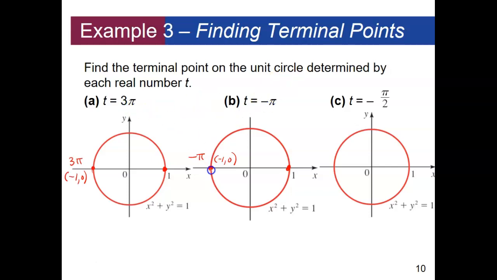So the terminal points are not unique because there are multiple t values that are going to give us the same terminal points. Here, negative pi over 2, positive pi over 2 would take us up to the top here. So if I'm going to do the negative direction, I'm still going to start at the same place, and I'm going to go to the bottom. So negative pi over 2 would be down here, and the coordinates of that are going to be (0, -1).